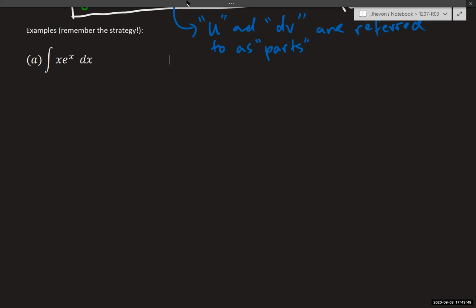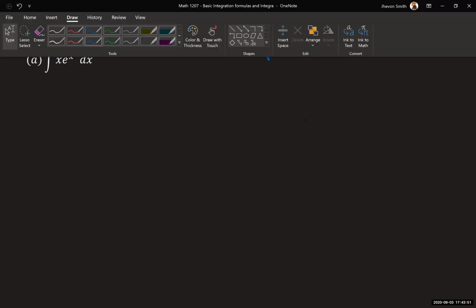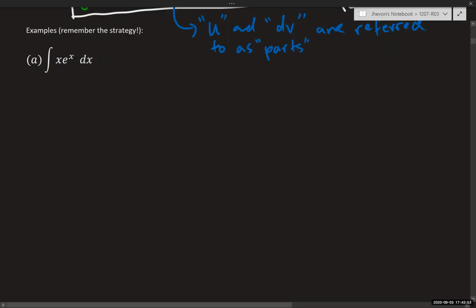Okay, so just to be clear, let's say I'm taking a test or a quiz and I see this integral pop up, the integral of x times e to the x, right? Now, what is the boy to do? Okay, so first thing, here's what I'm going to think. One, can a basic rule work on this guy? And you're going to notice no.